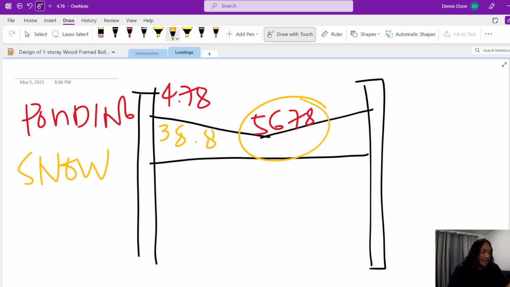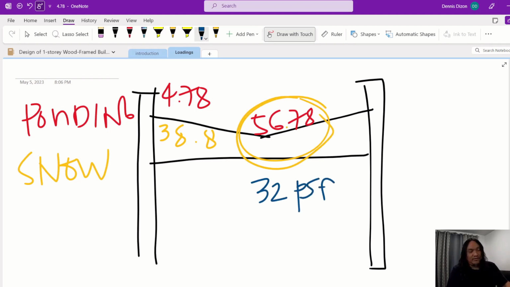Now, if ever the ponding load, whatever this ponding value is, happens to be lower or smaller than the snow load, then just forget the ponding. It will never govern because, for example, if the ponding load at the very lowest portion of your roof is only 32 psf, then you just disregard the ponding because our snow load is already 38.8. So it will not govern no matter what.